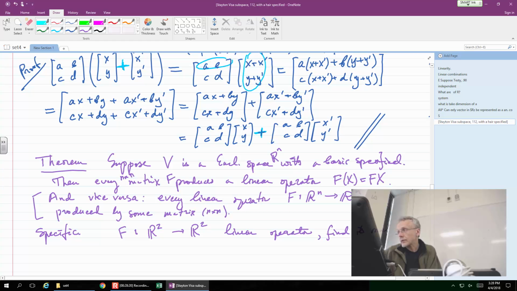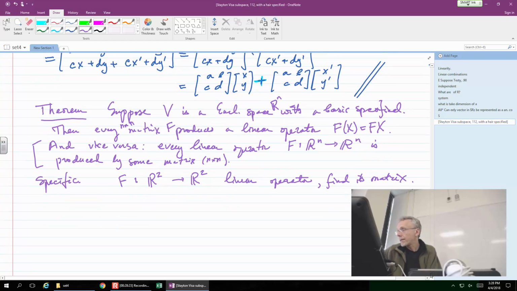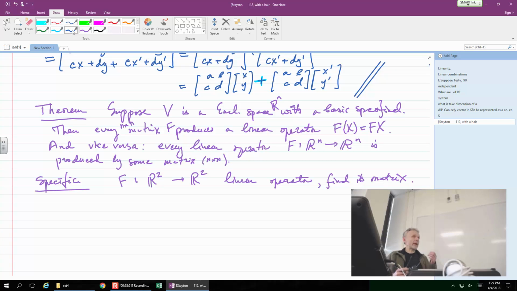Find its matrix. Okay. So how would we do it? Well, the function is given, so for every input we know its output. That's what a function is. How, we don't know. It might be more specific than that.